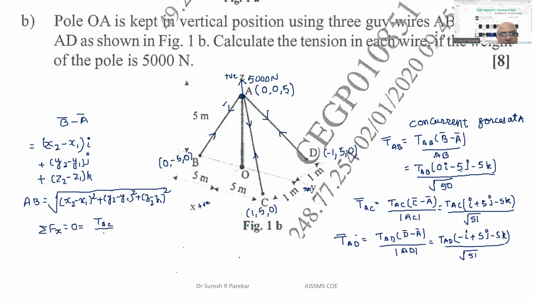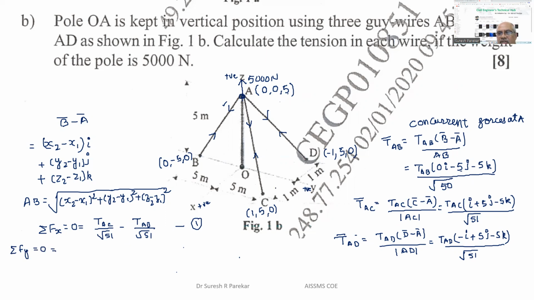TAC divided by root 51. Then we have TAD minus I upon root 51. So we have minus TAD upon root 51. And this is my equation 1. Then I will write in y direction summation Fy equal to 0.